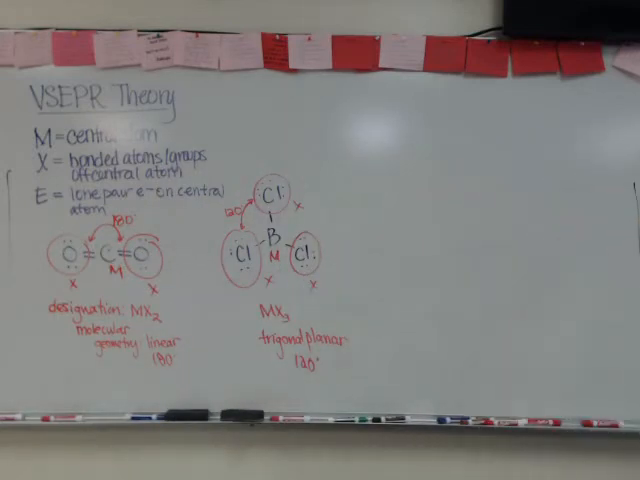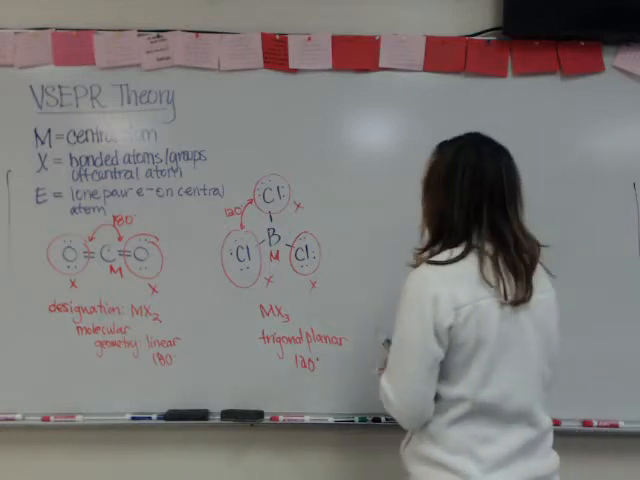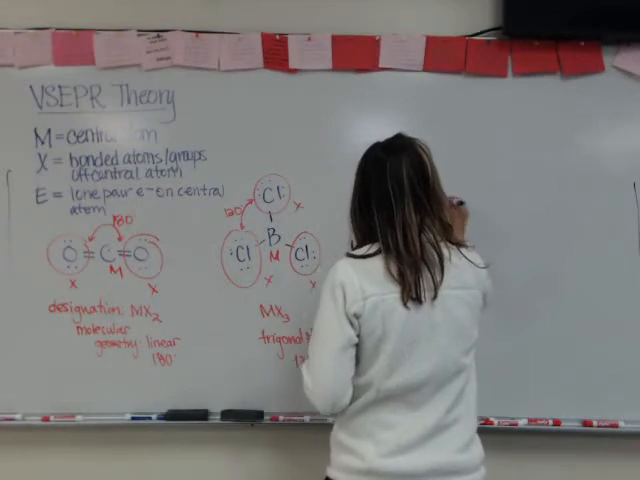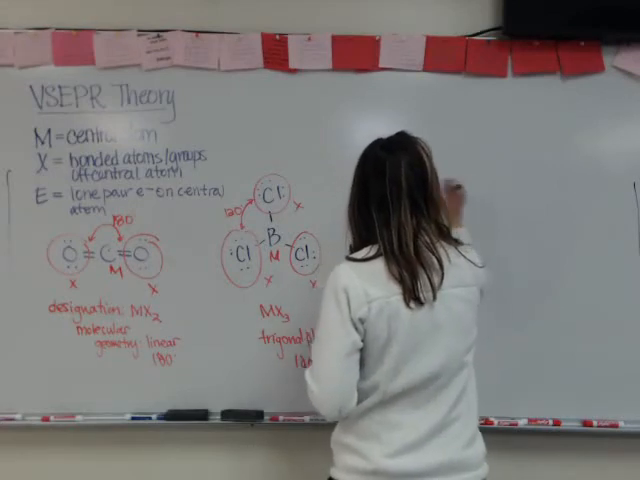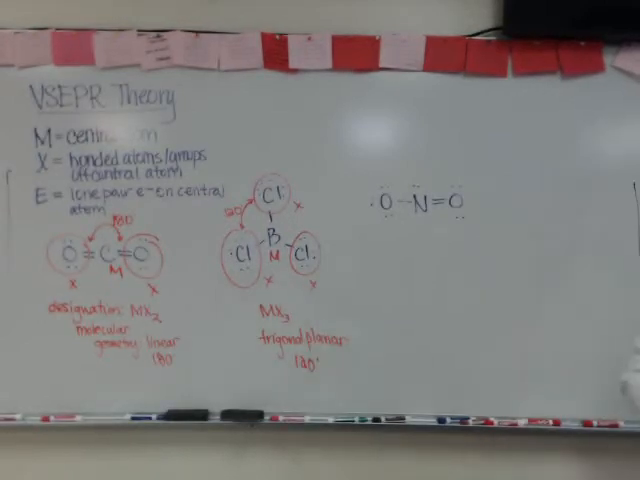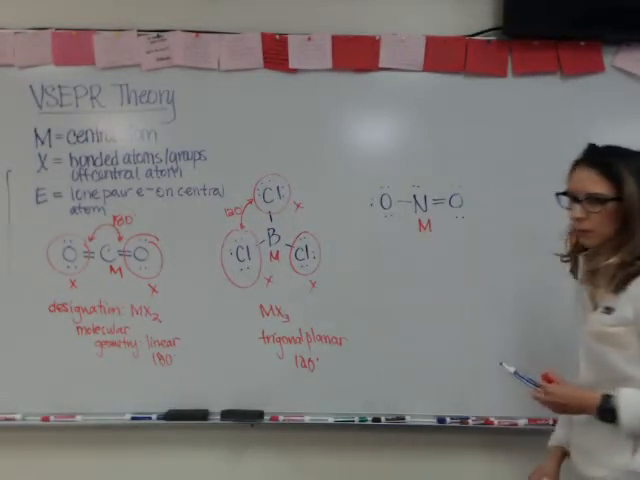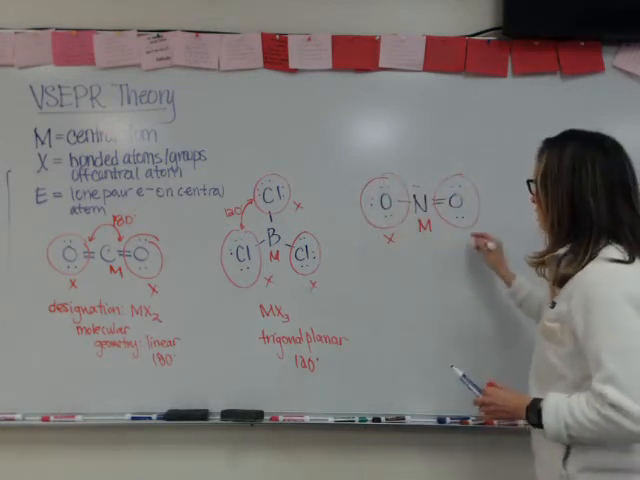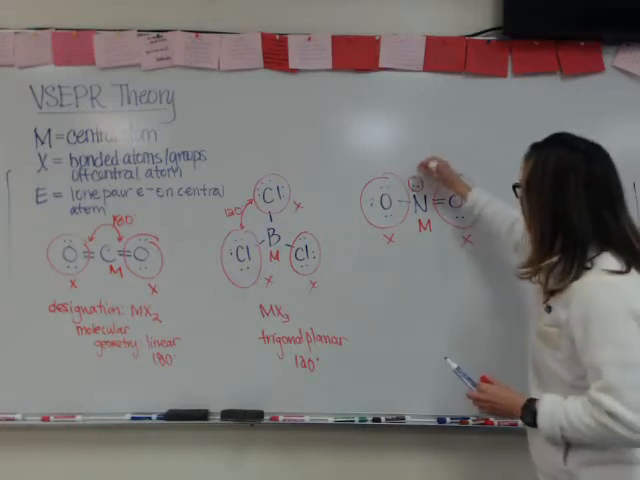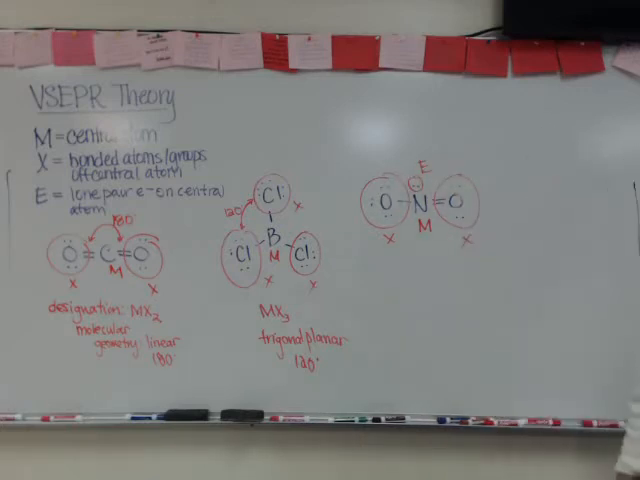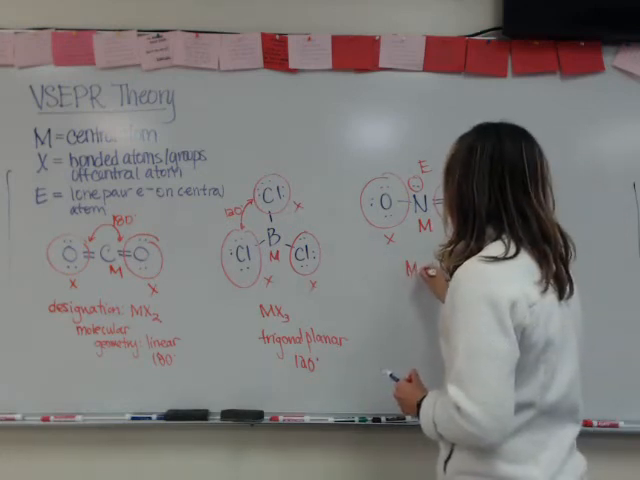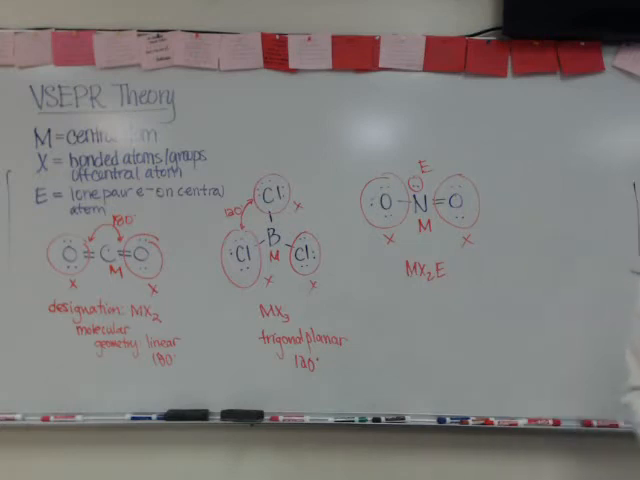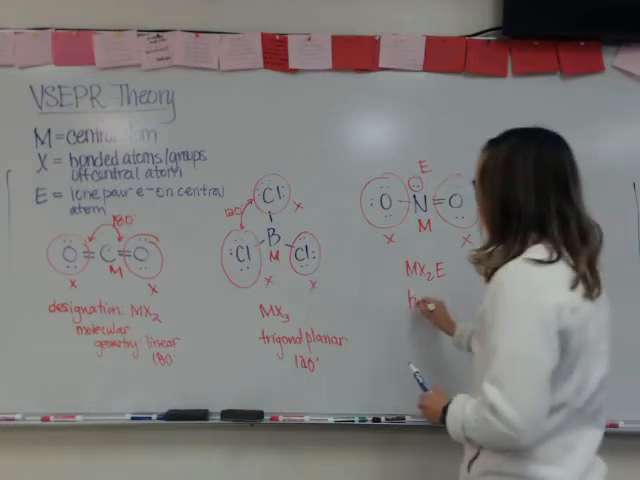Okay? Now the next one is going to be MX2E. So if I'm looking at something like this, okay, I've got my central atom, M. I've got two bonded groups coming off of the central atom. I have one here and one here. I have a lone pair of electrons on the central atom, so that is my E. My designation is MX2E. Anytime that's the designation, what that means is you're going to have a bent shape.